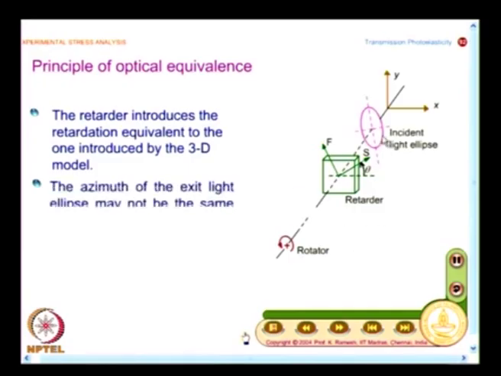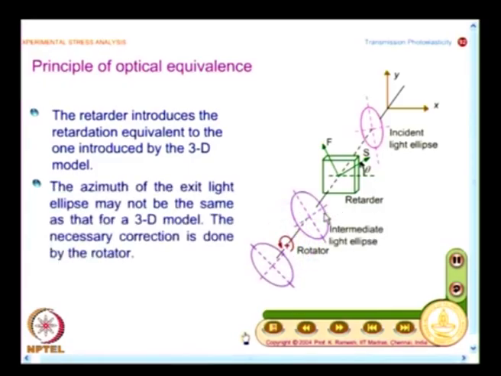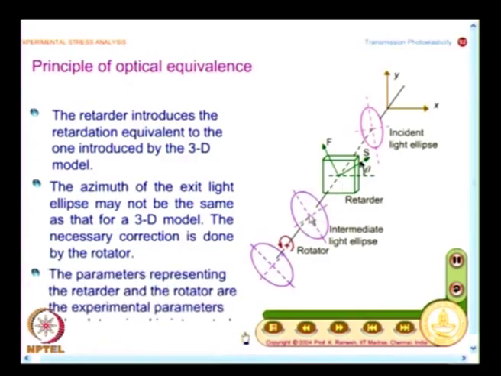I have an incident light ellipse. So, it gets transformed. Whatever the transformation by the retarder may not guarantee the same azimuth, and the rotator rotates it so that the azimuth matches with the actual 3-dimensional model. Whatever the 3-dimensional model you had, and we are only confining to the particular light path.